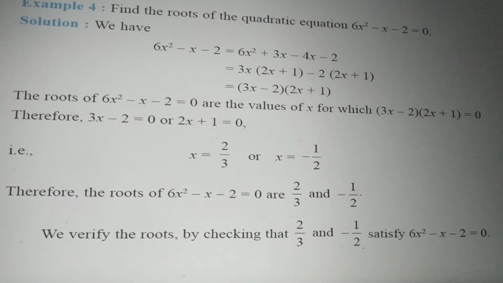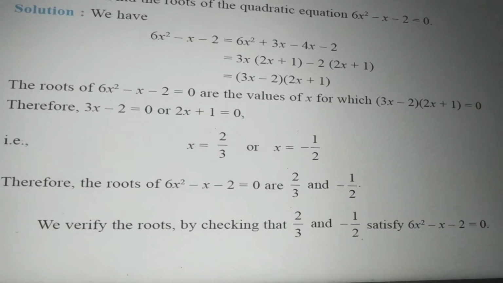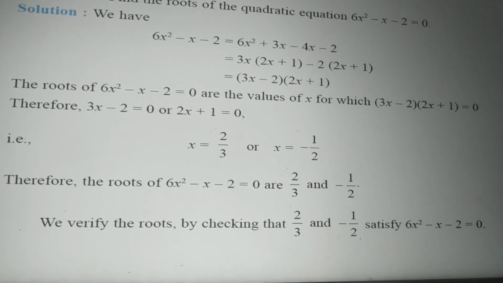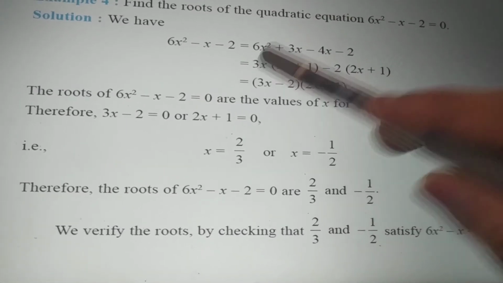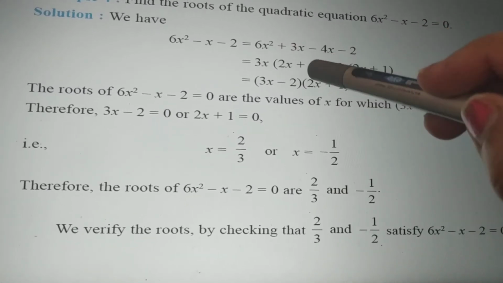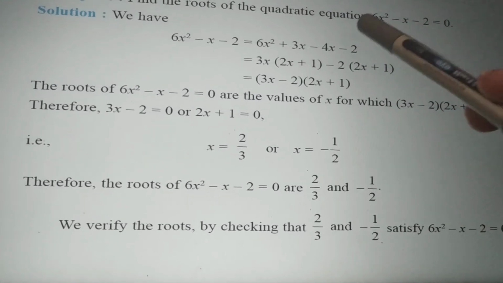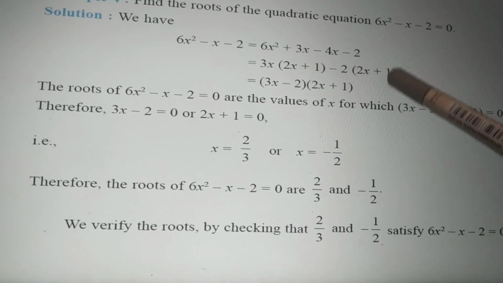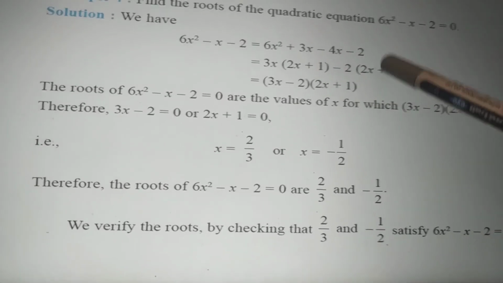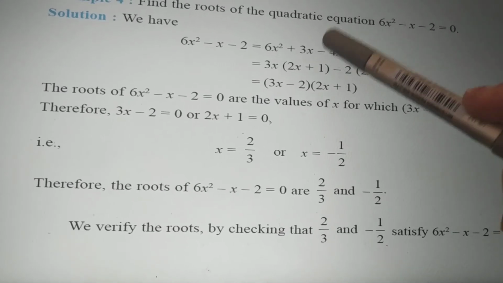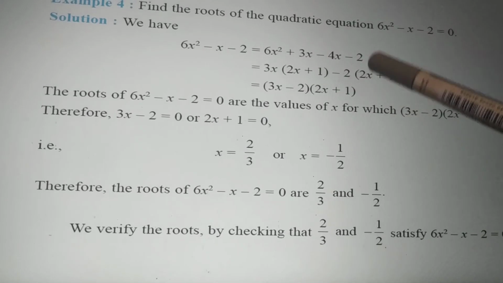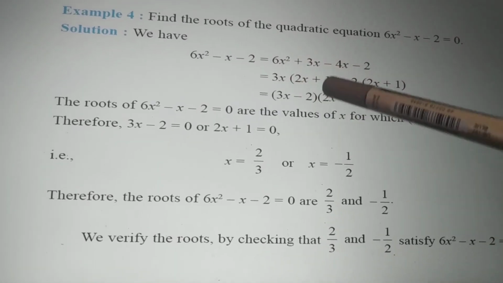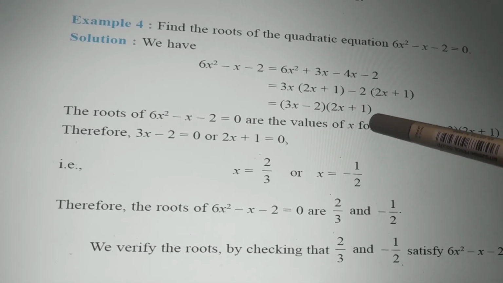Now here 6x square plus 3x minus 4x minus 2. We take two terms at a time. What is common in both? 3x is common, so 3x, and 2x remains here, 1 remains here, so 2x plus 1. Minus is common in both, and 2 is also common, so we take minus 2 as common, leaving 2x plus 1. In this method we try to make both brackets similar. So here 2x plus 1, 2x plus 1. We take 2x plus 1 as common. What remains? 3x minus 2. So the factors of this polynomial are 3x minus 2 and 2x plus 1.